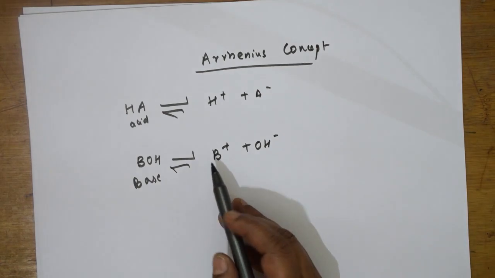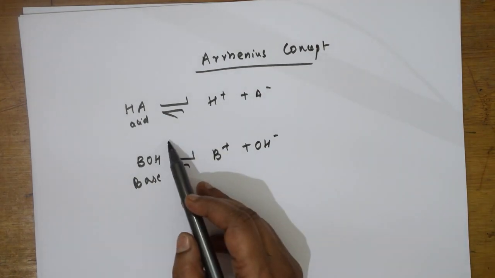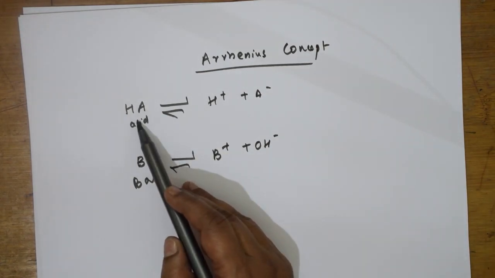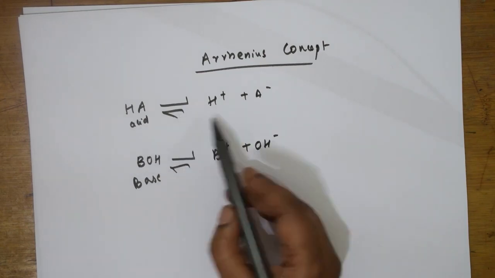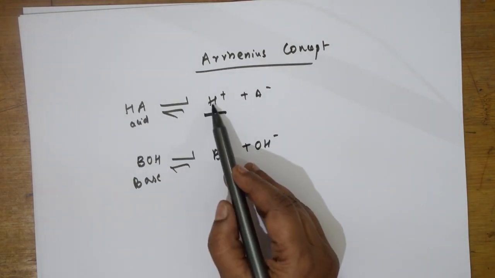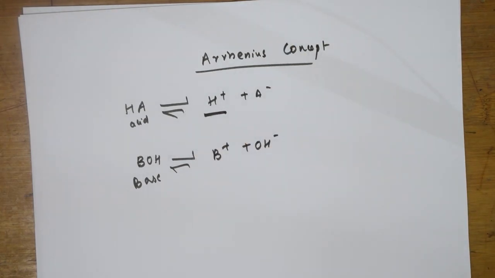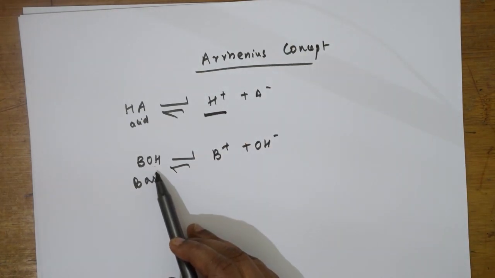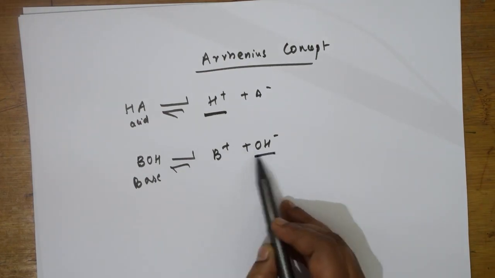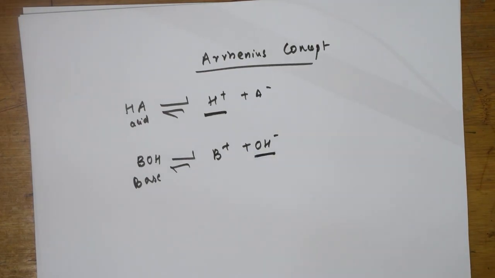Now, according to Arrhenius, acids are those substances which, when dissolved in water, furnish H plus ions. Bases are those substances which, when dissolved in water, furnish OH minus ions. Such are called bases. This is the basic explanation of this.